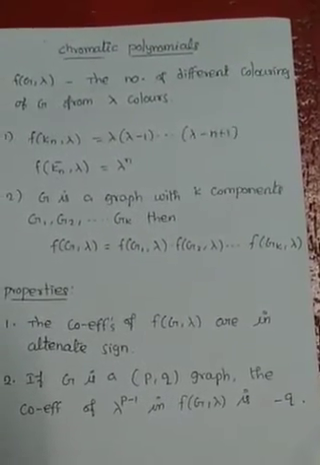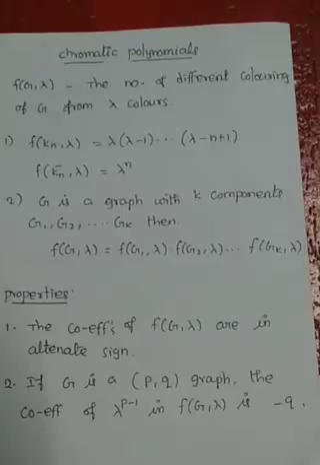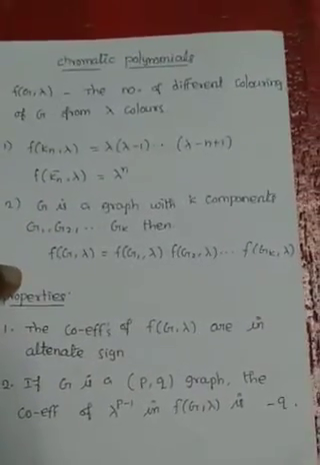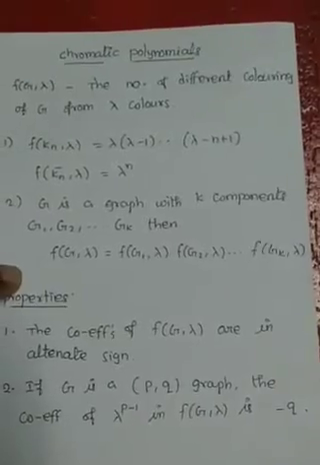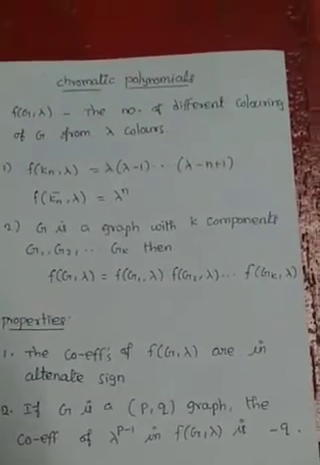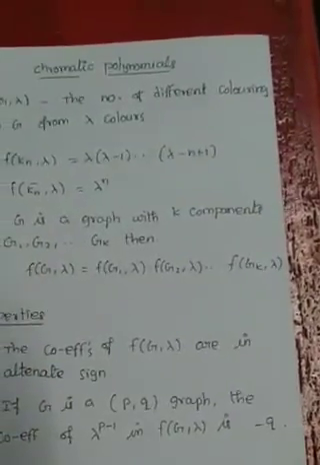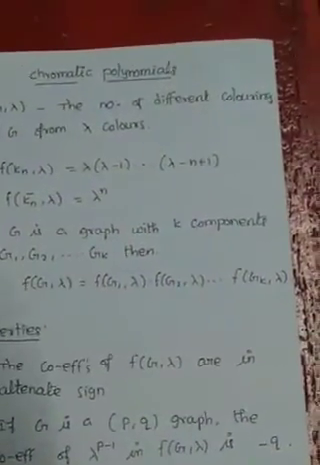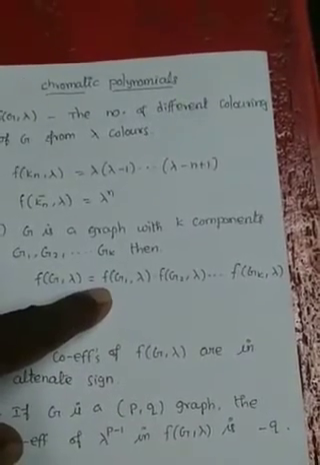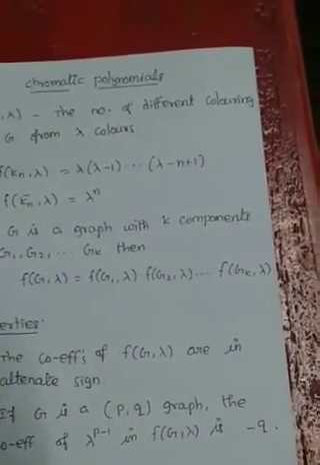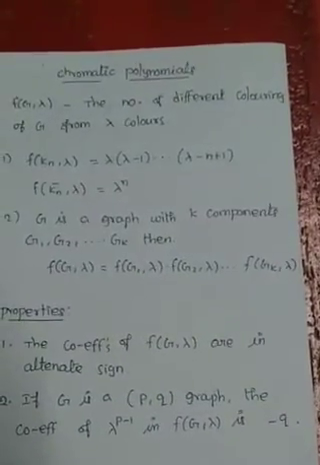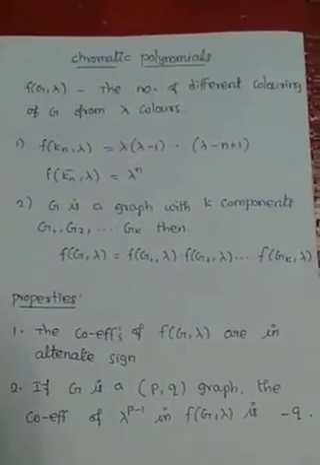The components are G1, G2 and so on, Gk. Then the chromatic polynomial f of G comma lambda is equal to the product of the chromatic polynomials with respect to the components. This is nothing but f of G1 comma lambda into f of G2 comma lambda and so on, f of Gk comma lambda. Okay, the chromatic polynomial has some properties.